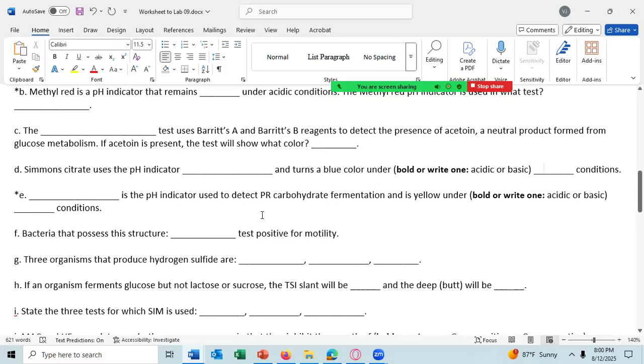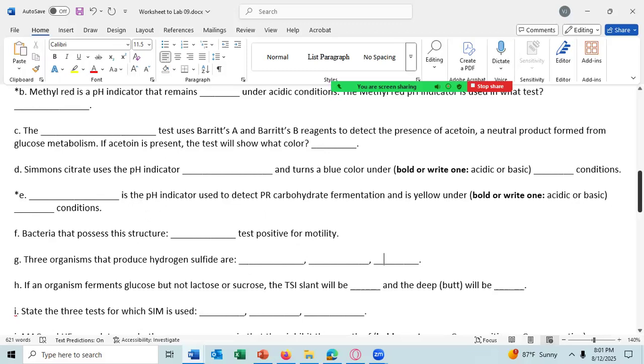F, bacteria that possess this structure test positive for motility. So what structure do bacteria have that gives them locomotion? So name the cell structure there. And then G, 3 organisms that produce hydrogen sulfide are 1, 2, 3, and there's at least 3 of them mentioned in the lab module.